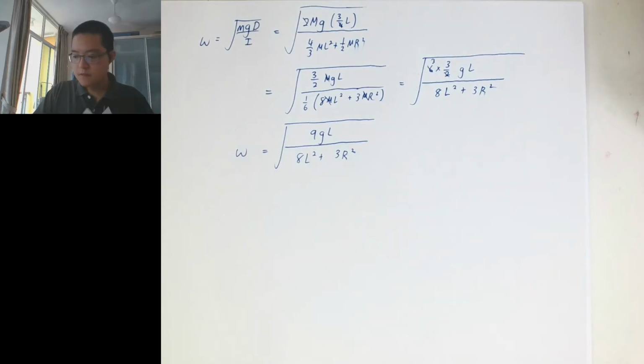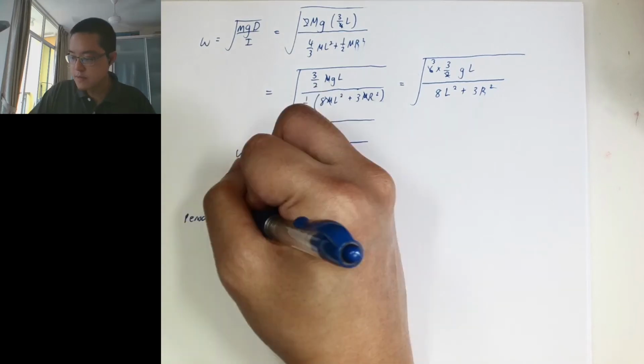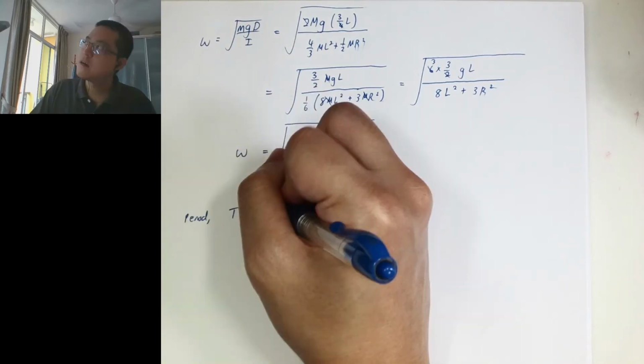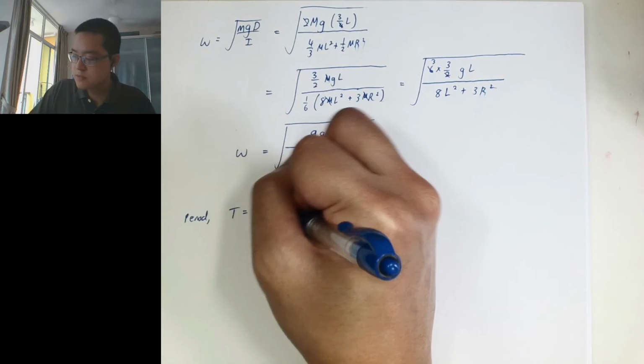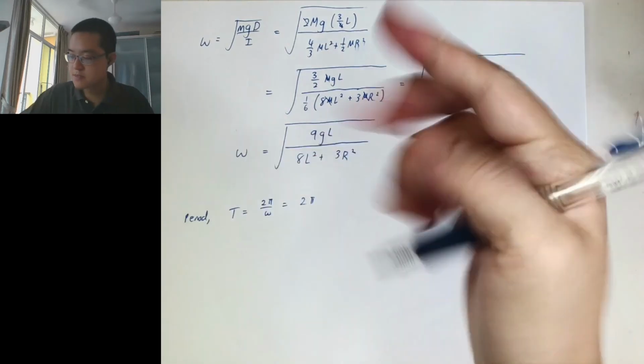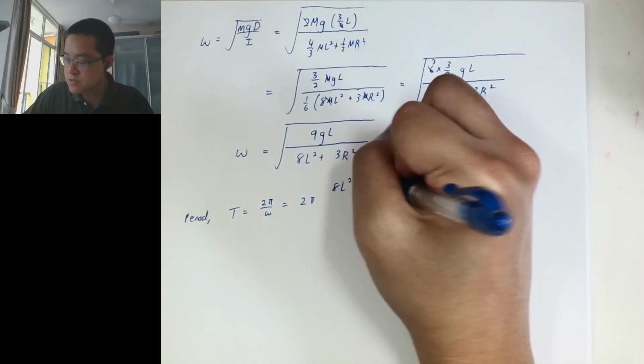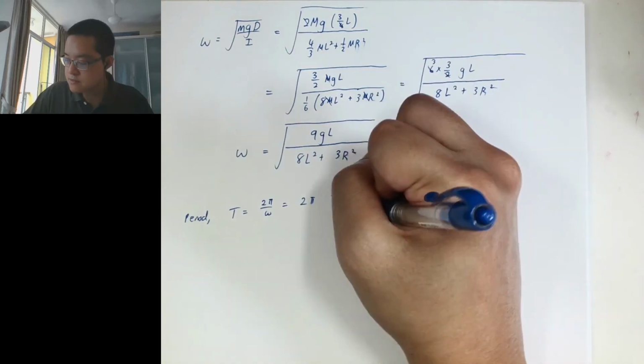Okay, so if I want to get the period, then the period is just 2 pi over omega, right? So just 2 pi and then just flip this. So it's 8l squared, 3r squared. So once you get the omega, you can easily calculate everything else. Like this.